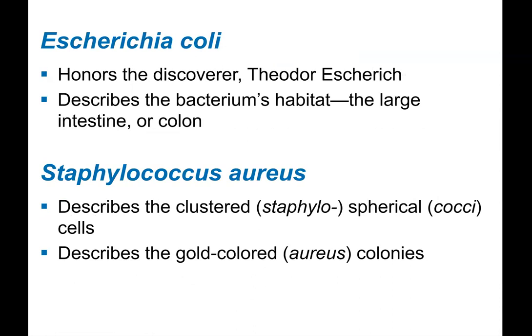Escherichia coli was named to honor the discoverer, Theodore Escherich, as far as the genus name Escherichia goes. And then the species name was named for the habitat of the bacteria, which is the colon. Staphylococcus aureus is a descriptive name. Staphylo refers to clusters. Cocci refers to the spherical shape of the bacterial cells. And then for the species name, aureus refers to the gold-colored colonies.